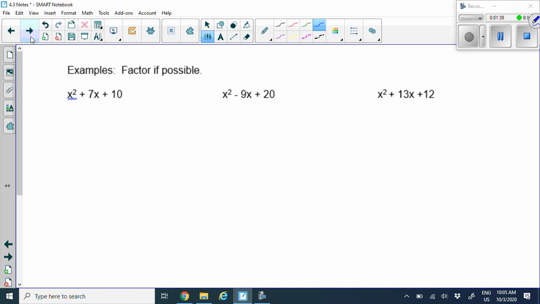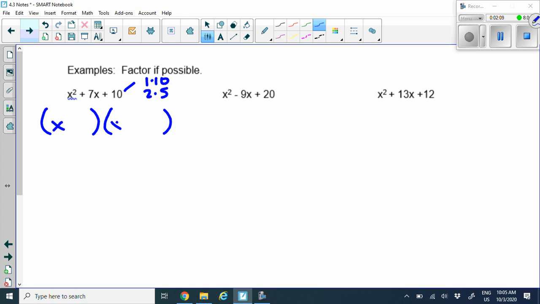When we do this, we want to create 2 sets of parentheses. What we need to do is figure out what are 2 numbers that multiply to our last term, in this case 10, and add up to our middle term, which is 7x. In order to do that, we need to figure out all the factors of 10. What I mean by factors is numbers that multiply to 10. So we have 1 and 10, 2 and 5. Now, which pair will add up to 7? Well, that's going to be our 2 and 5.